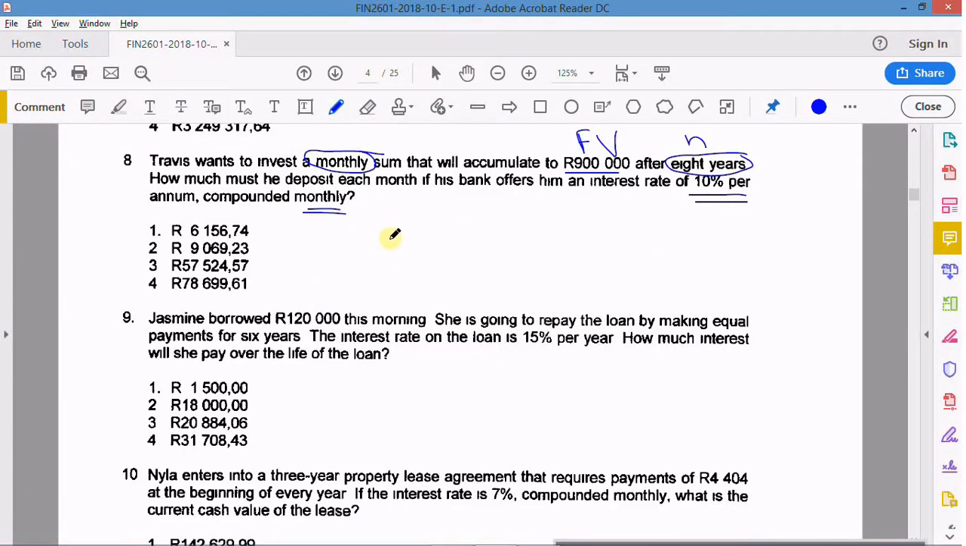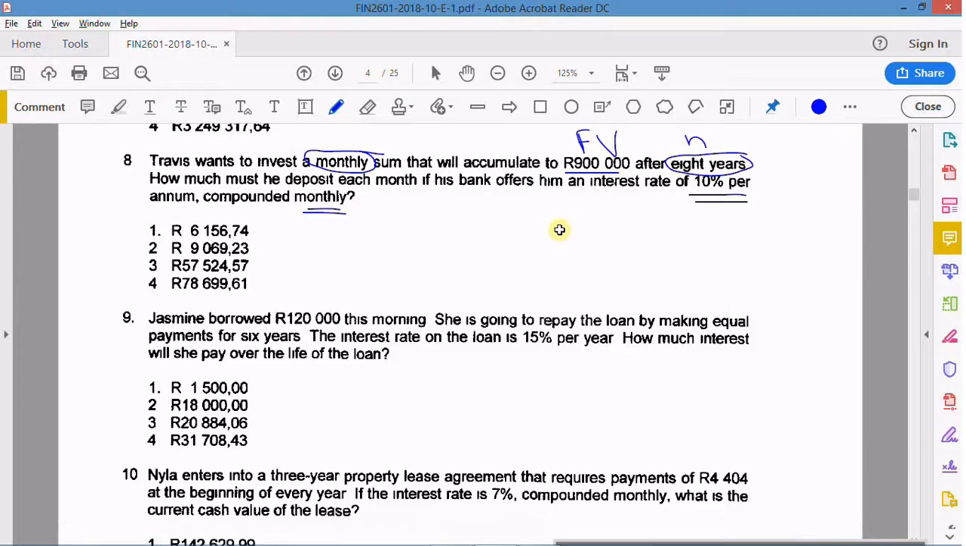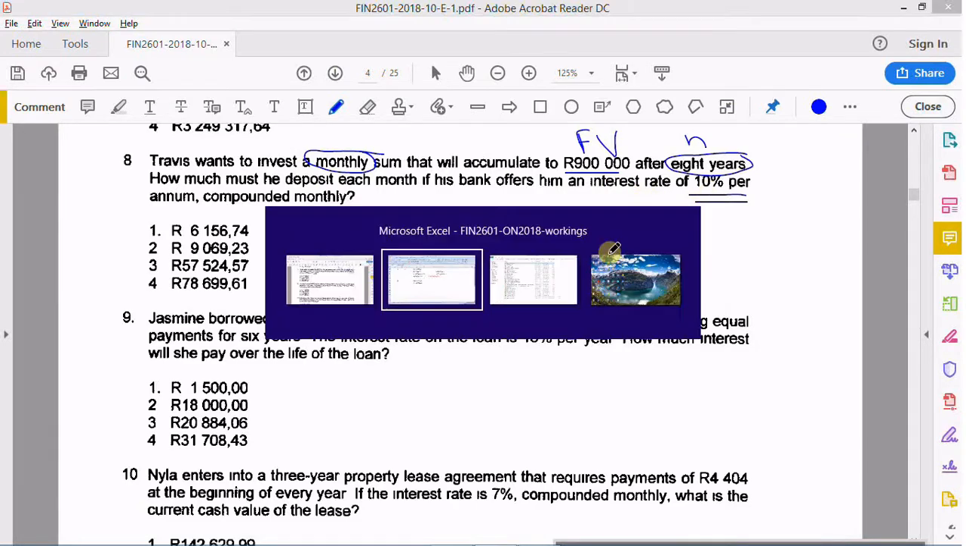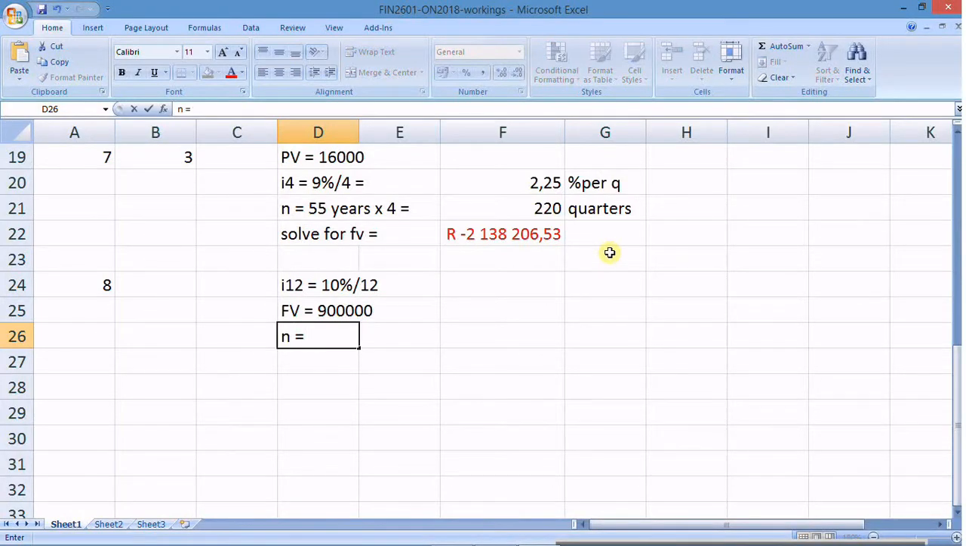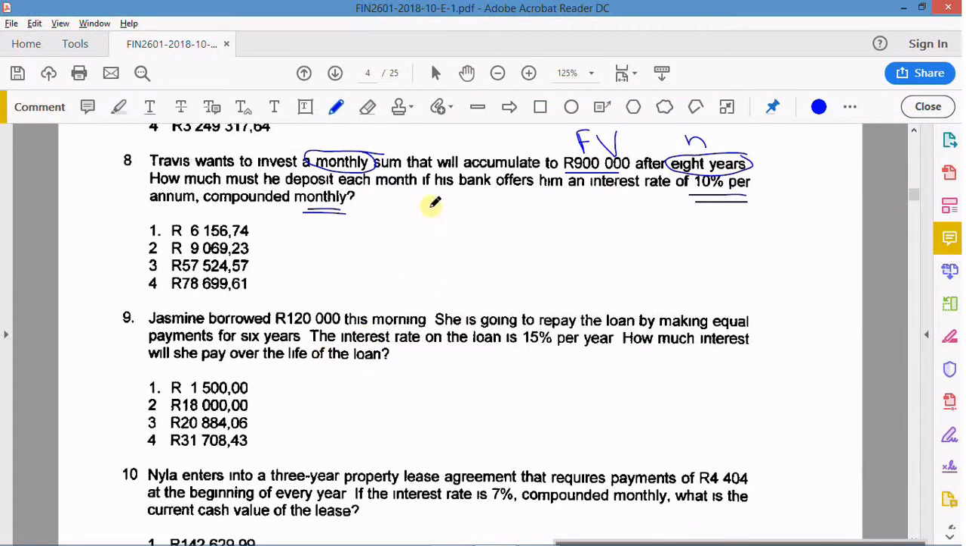What else do we have? Future value, 900,000. FV, 900,000. What else? N, 8 years. So N equals 8 years. Am I going to use 8 years? 8 times 12. How many months in a year? 12. Okay, so solve for what? PMT. Correct.